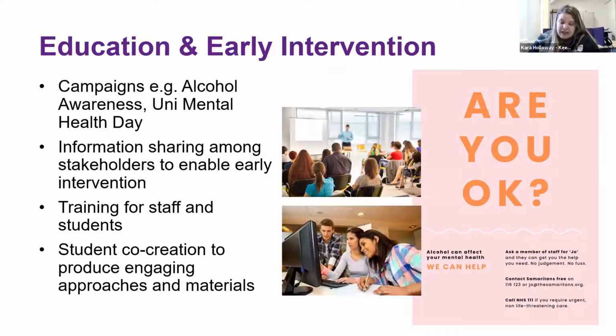A second tip would be to enable information sharing among stakeholders to enable early intervention. There are multiple things that could be meant by this. For example, internally, it could be that an academic member of staff has been made aware of a student's substance misuse issues or their mental health issues. It's about making sure there are clear processes and pathways for academic staff to share that with support staff, professional staff, and vice versa, so that we can enable timely and effective early intervention, but also make sure that we're getting the full picture about students.